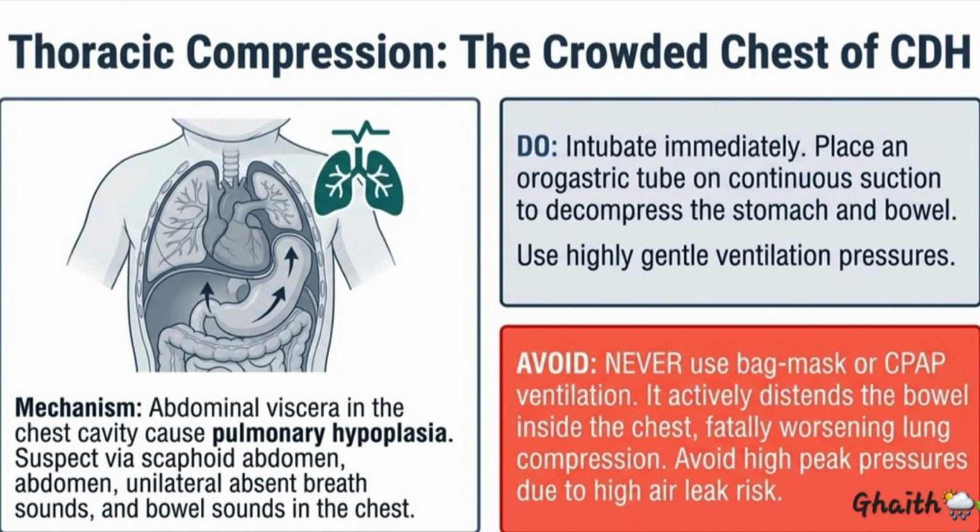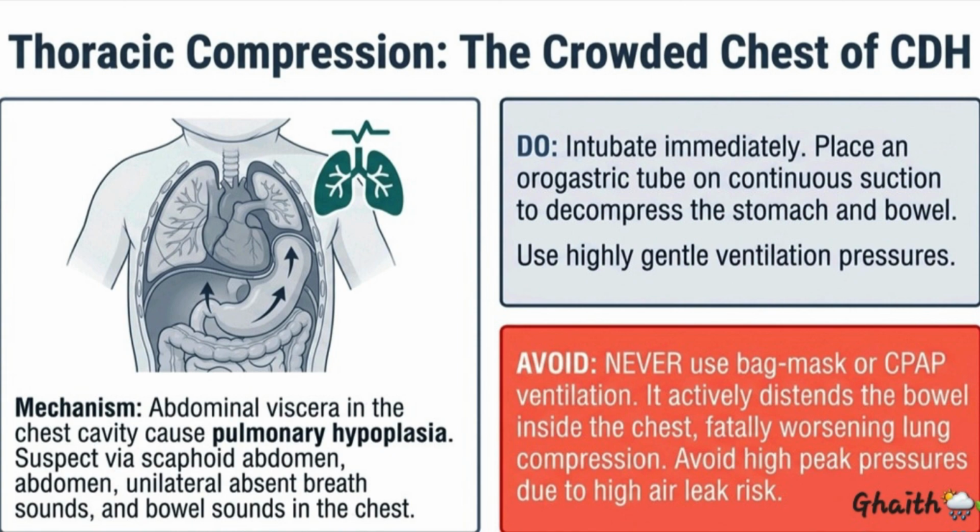Positive pressure by mask distends the bowel that's sitting inside the chest cavity, and that actively worsens the lung compression. This can be fatal. Also avoid high peak pressures given the elevated risk of air leak in that hypoplastic lung. This is one of the clearest examples in the entire lecture of the standard algorithm's first-line intervention being the wrong move.